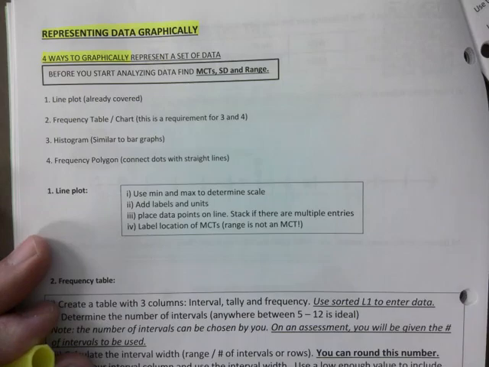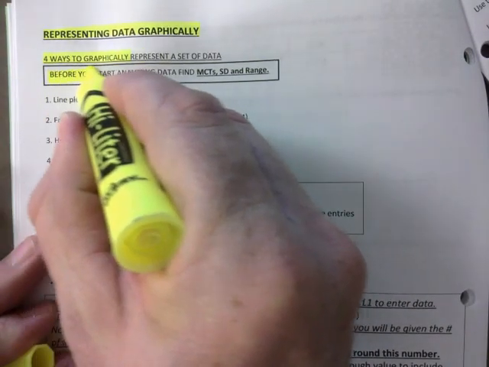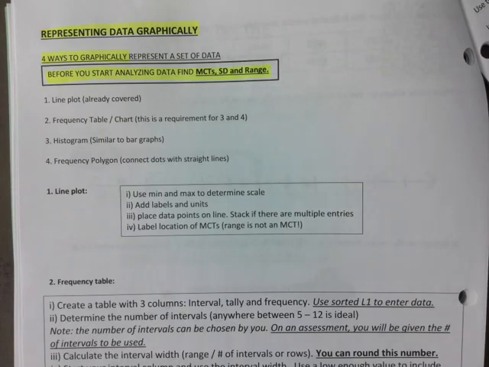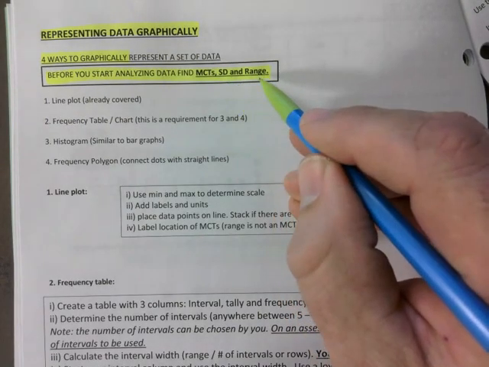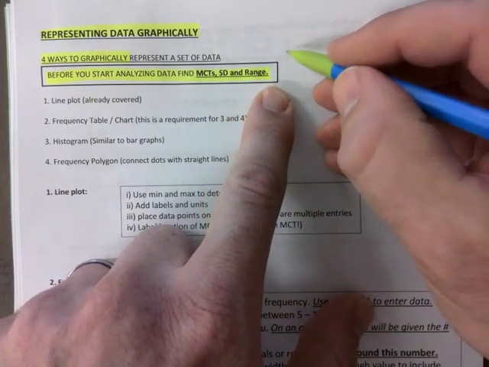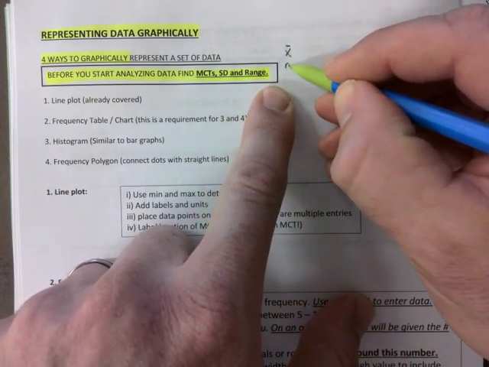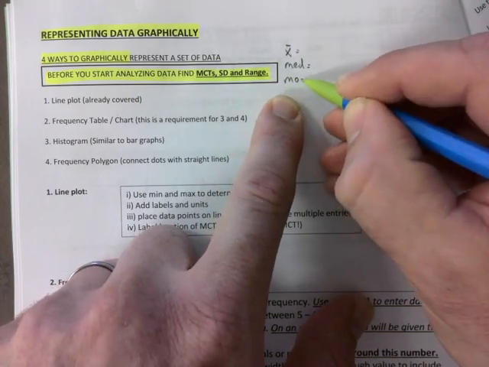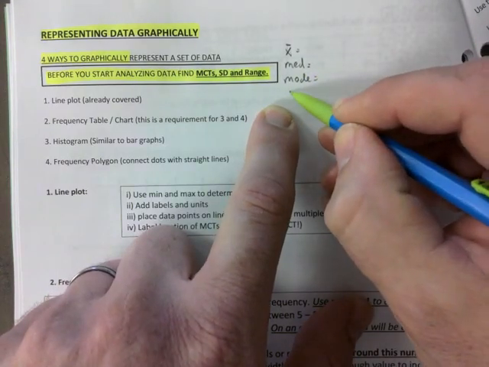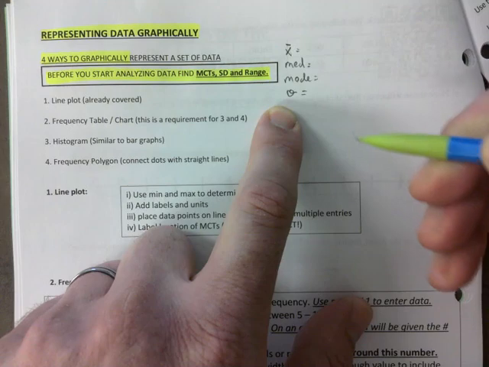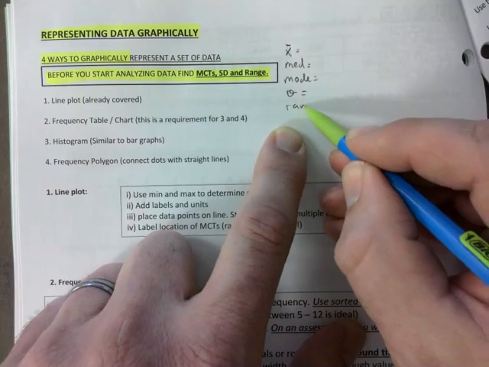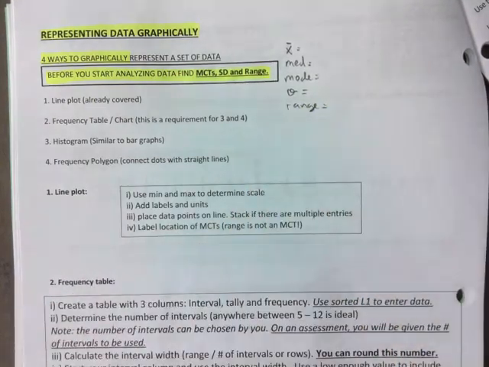I would strongly suggest, before you even start attempting to come up with a graphic representation, just find the MCTs, that's your mean, median, mode, and standard deviation as well as range. Right? So you have your mean, your median, your mode, your standard deviation. Those, I would say, and even range, it doesn't hurt to have your range.